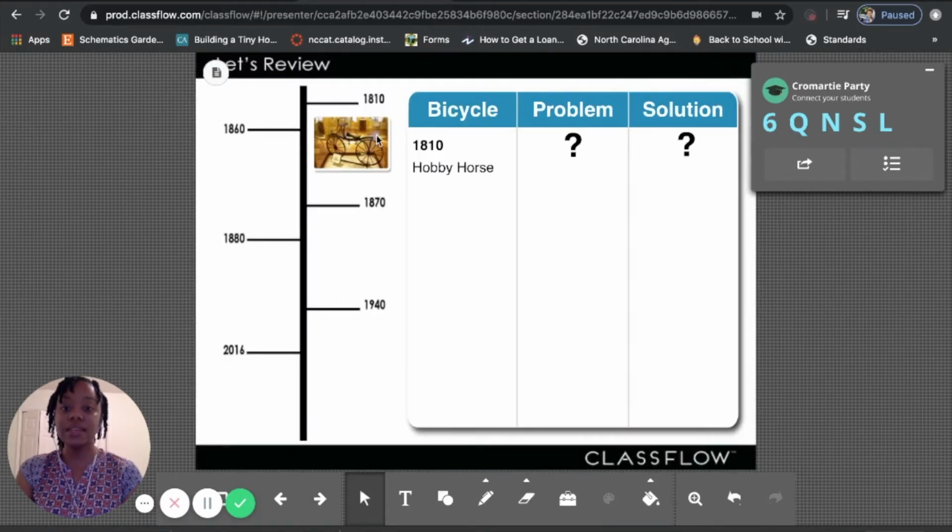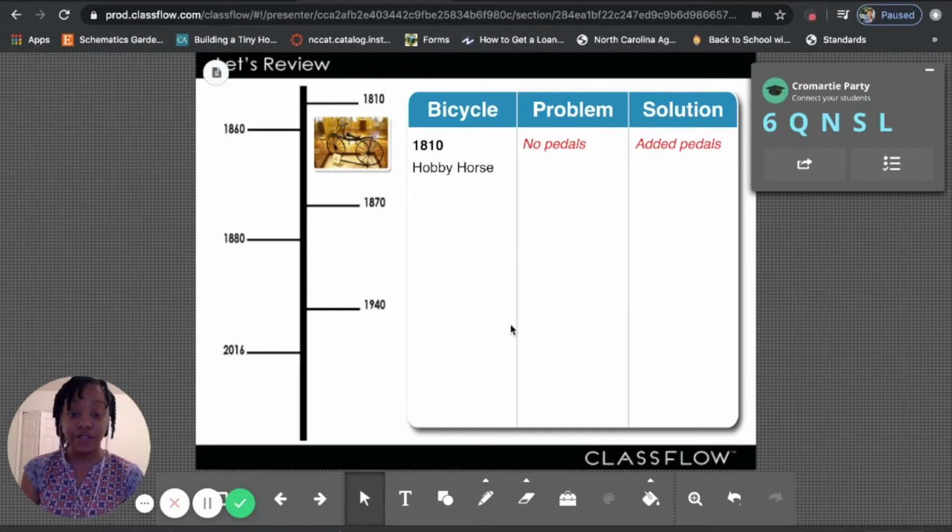It now says, let's review. We're going to take a moment to review the problems with the hobby horse. There were no pedals, and the solution was that the engineers added pedals. If you got that for your answer, give yourself 2 snaps on 2, 1, 2. You did that. Let's keep going.